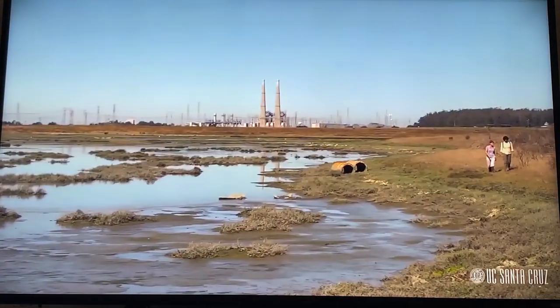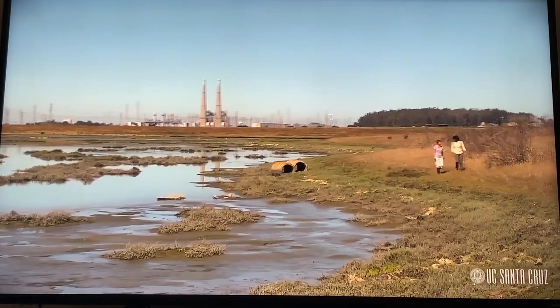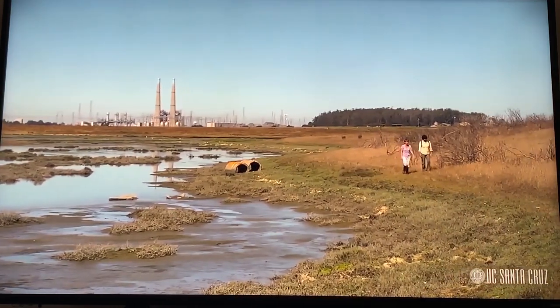Today we're visiting Elkhorn Slough Reserve, and we're going to start out with Kirstine Wasson, who works with the reserve on a variety of restoration and research projects.